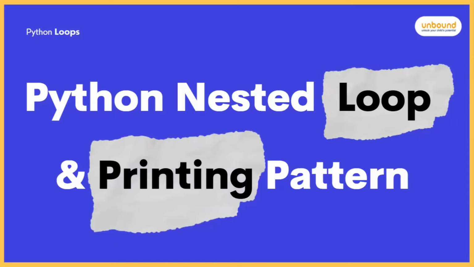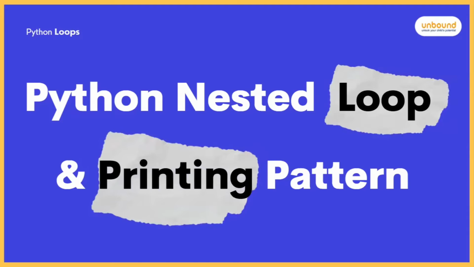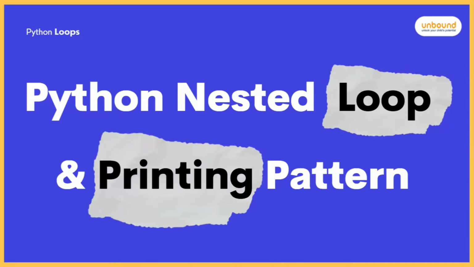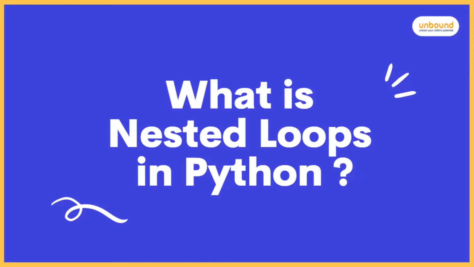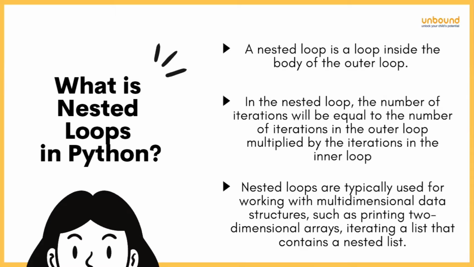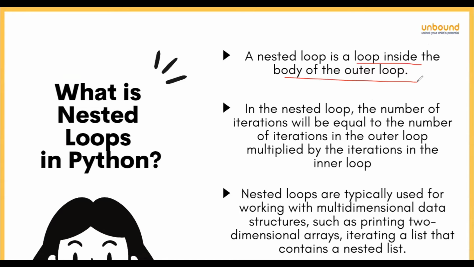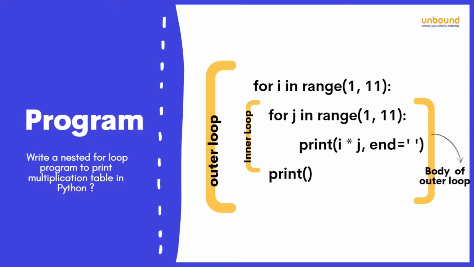So today we are going to see Python nested loops and printing patterns where we are going to use nested loops. First of all, let's see what nested loops are in Python. In Python, a loop inside a loop is known as a nested loop, a loop inside the body of the outer loop. In this example, we are going to use a for loop, and with this nested for loop, we are going to print a multiplication table in Python.